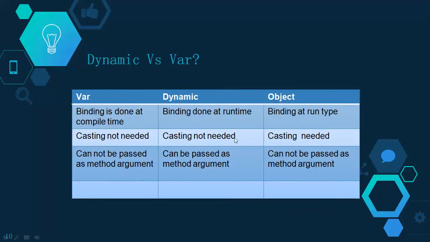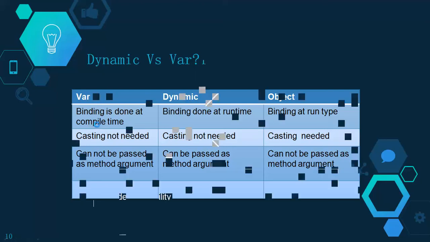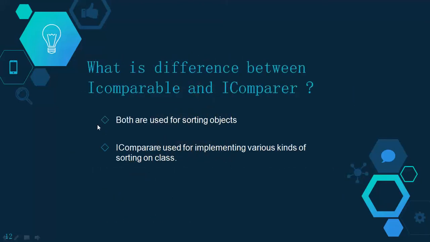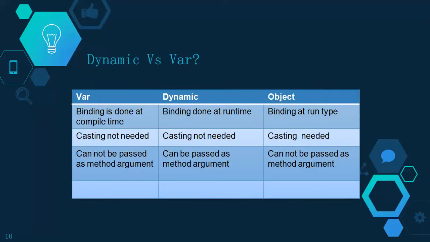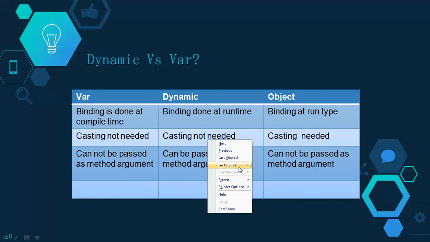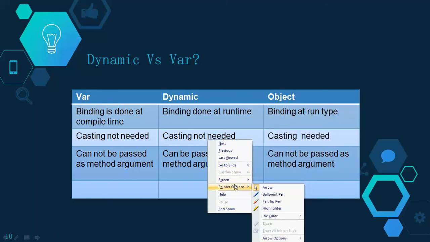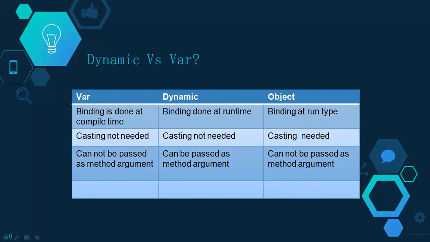What is the difference between dynamic and var keyword? With the var keyword, binding is done at compile time, while with the dynamic keyword, binding is done at runtime. For object also, binding is done at runtime. For var and dynamic, casting is not needed, but for object, casting is needed.